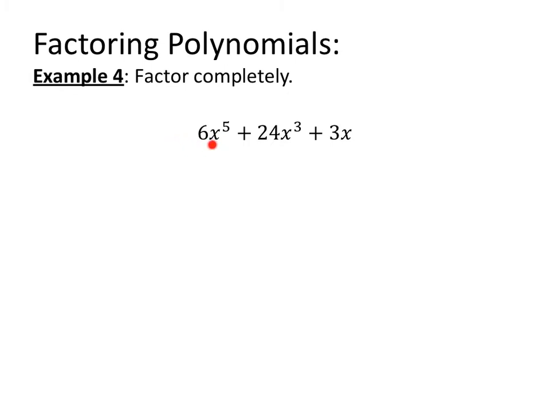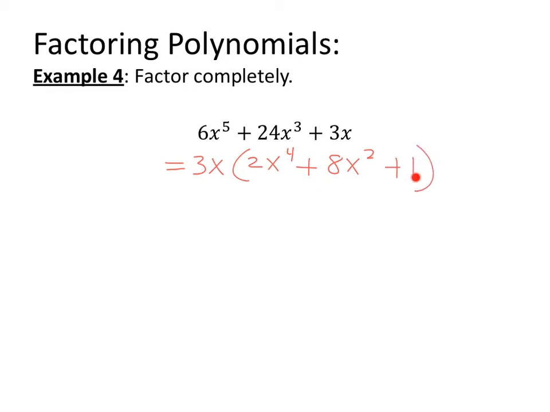So in example 4 here, we have 6x to the 5th plus 24x cubed plus 3x. And we're just going to see what they have in common and factor those out. You'll notice that there is a 3 in common: 3 times 2 is the 6, and 8 times 3 is 24, and then 3 times 1 is 3. Then you'll notice each of these has at least an x in there. So we'll pull out a 3x as our greatest common factor. And then we'll be left with 2x to the 4th plus 8x squared, and then plus 1.